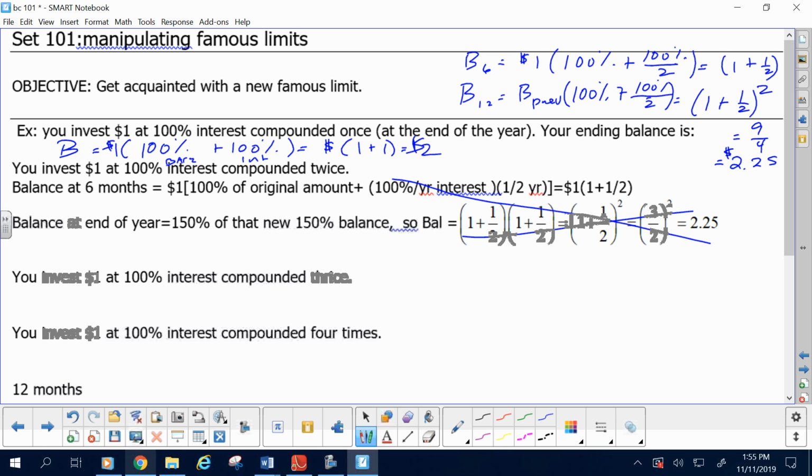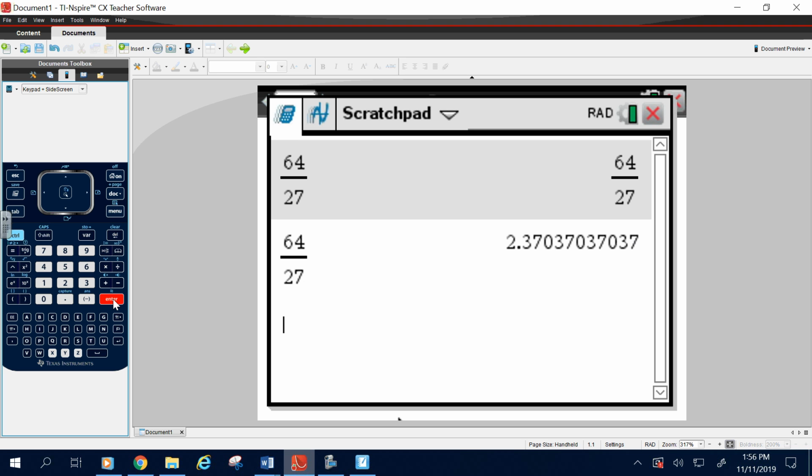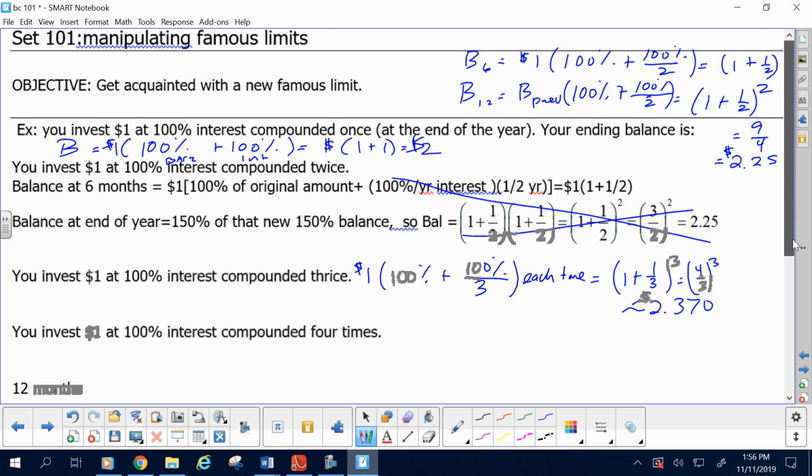Now, somebody smarter than that guy, probably a woman, said, you know what, forget this interest twice a year, let's compound it 3 times a year. Each time, you would take $1 or the previous balance, and you would get 100% back, and for interest, you'd get 100% interest, but only for a third of the year each time. So it's 1 plus a third, 3 times over. That is 4/3 cubed, and 64 divided by 27 is 2.370. You follow? Okay, so that person gets $2.37 at the end of the year.